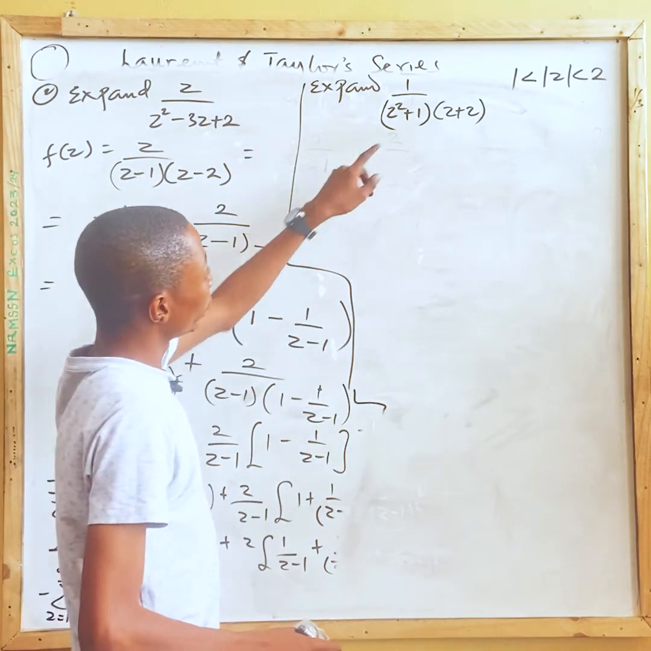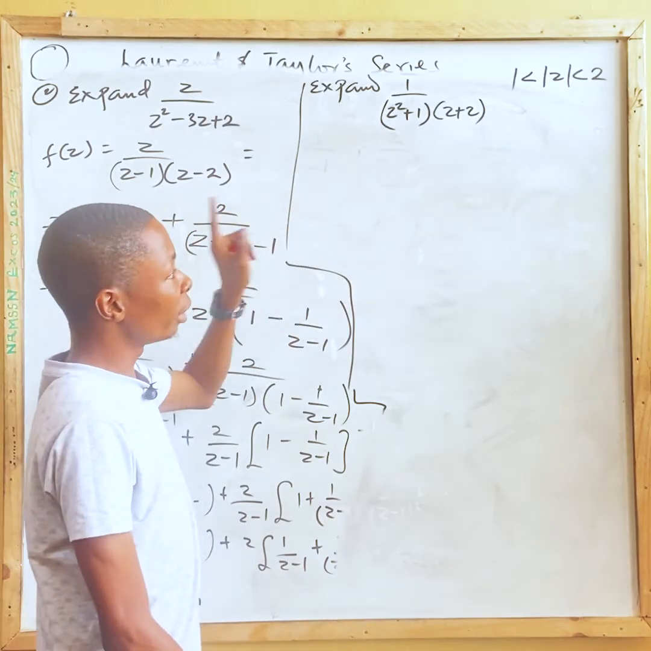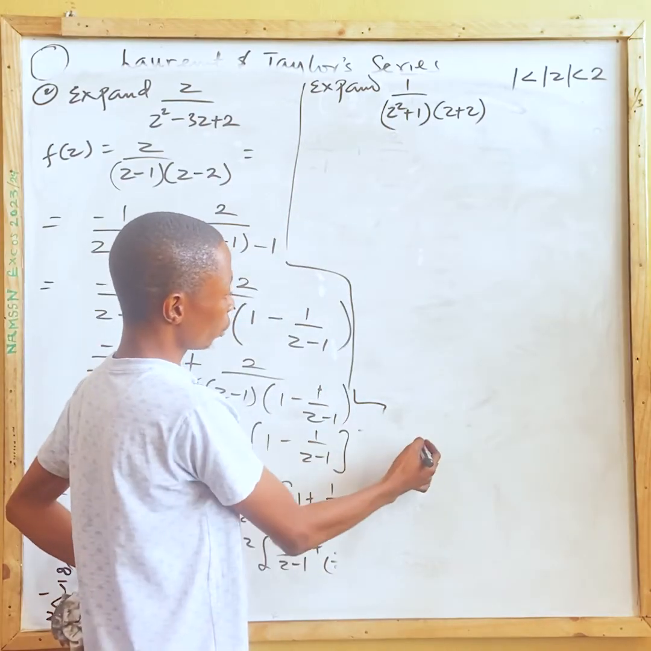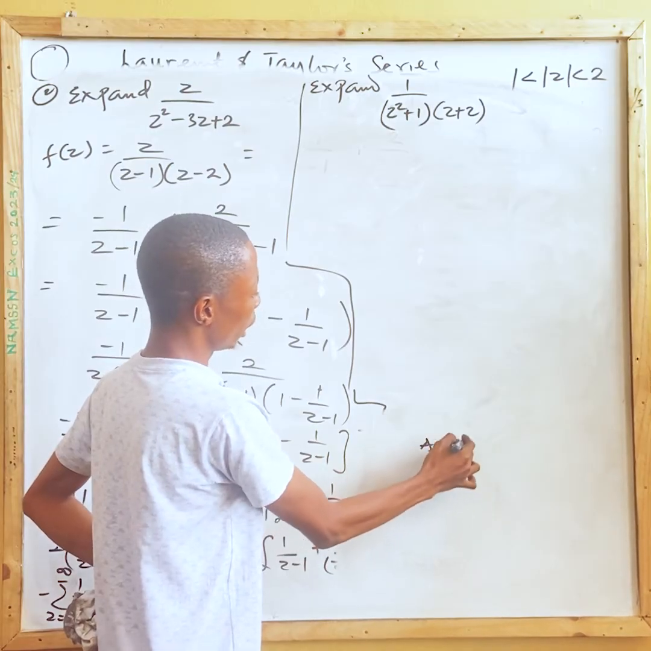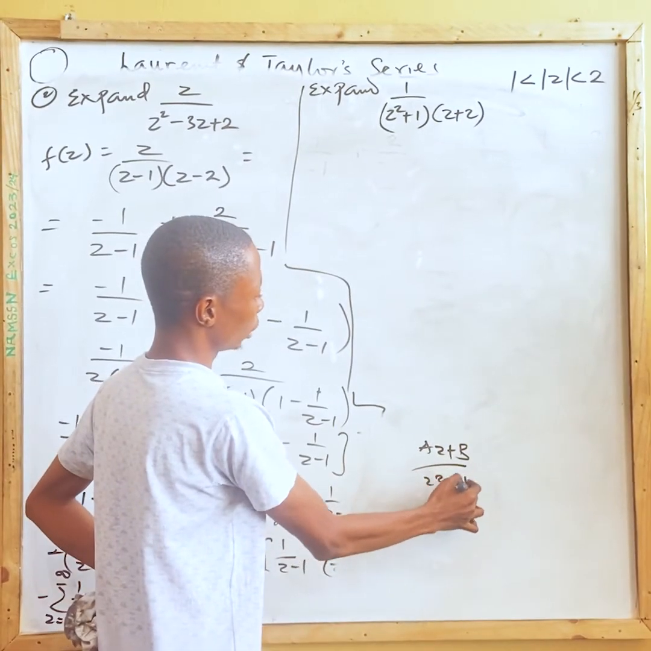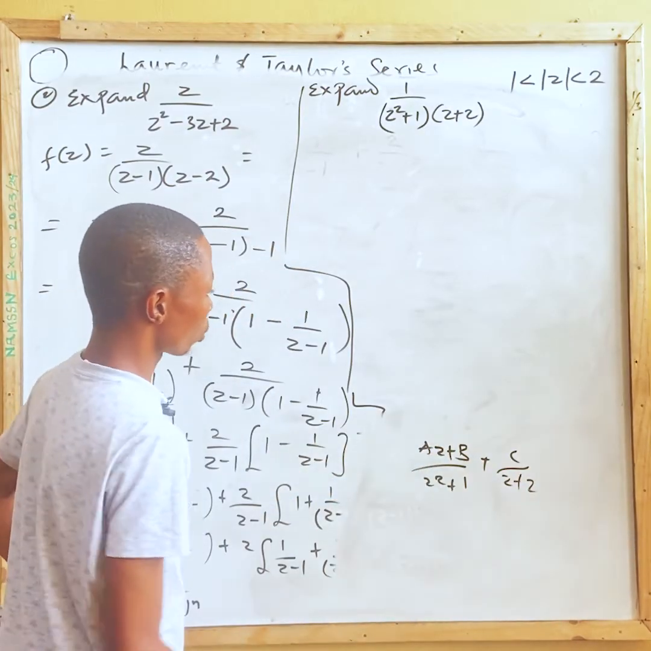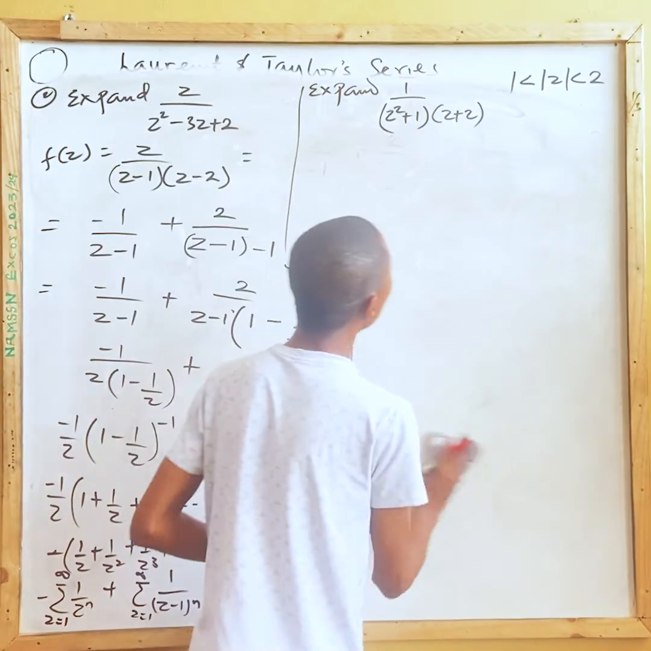I'll first break this one down into partial fractions. Don't forget, what type of partial fraction is this? Denominator with a non-factorizable quadratic factor. So if you want to do the partial fraction, we have az plus b over z square plus 1, and the other one will be c over z plus 2. Then you solve the partial fraction for a, b, c. So viewers, I'll leave that one for you.